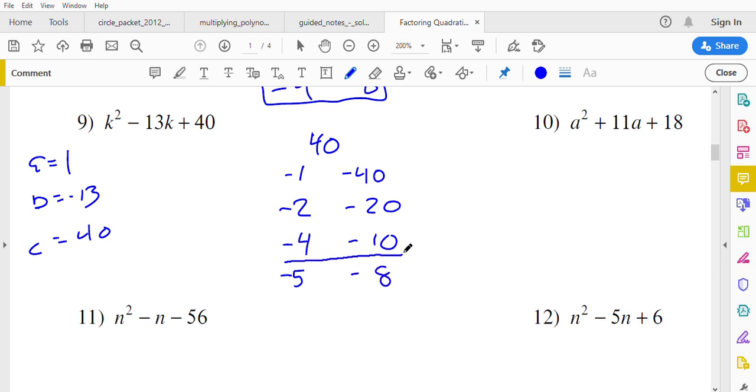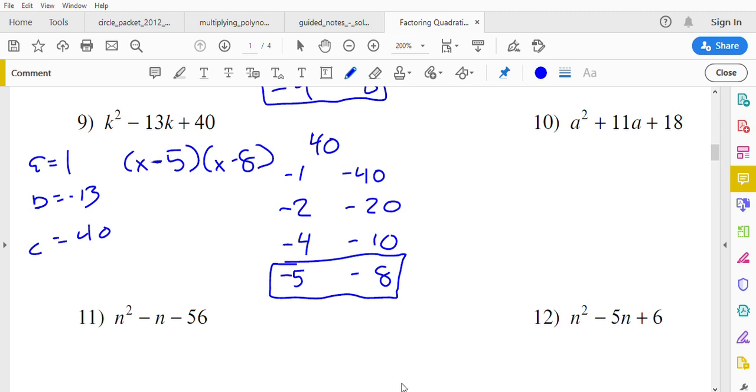Okay, so negative 5 times negative 8. Again, it's positive 40, so what are my factors that multiply to make 40 and add up to make negative 13? X minus 5, X minus 8.